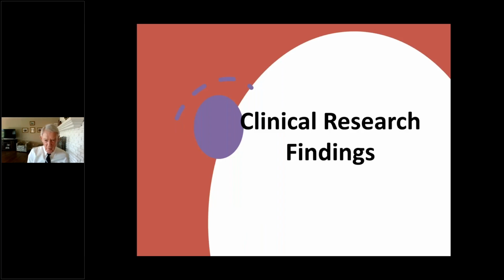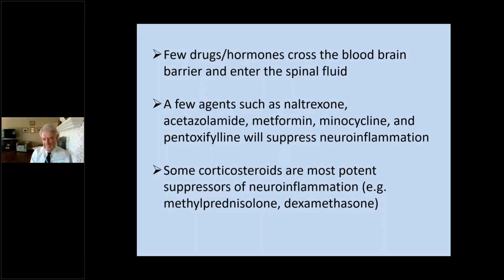Now, I want to go over the research findings that we've learned on this, because these research findings are the basis of the modern day first generation treatment. Now, I haven't done all these, but this is a summary of research over the last decade or so that has given us the ability to develop management approaches to this disease.